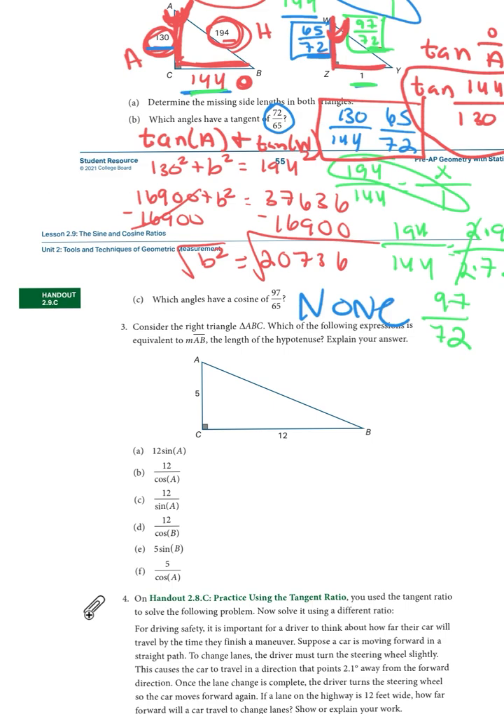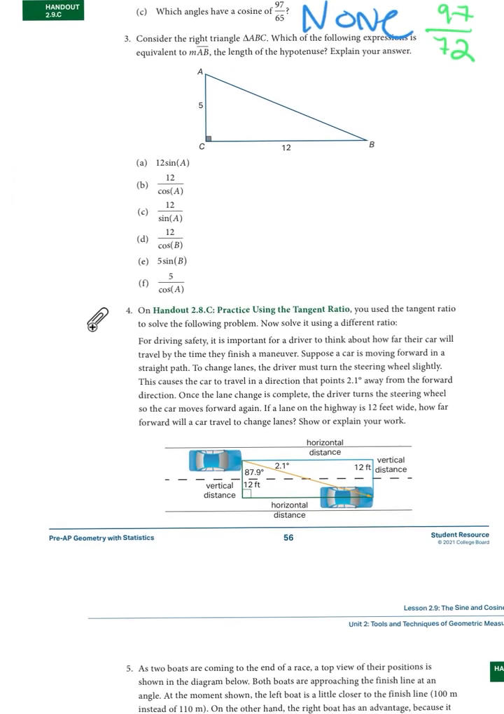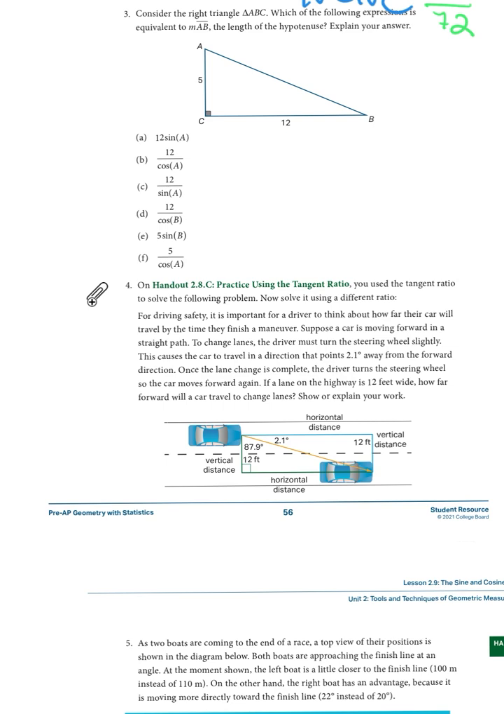Okay, number 3. Consider the right triangle ABC. Which of the following expressions is equivalent to the measurement of line segment AB, the length of the hypotenuse? Explain your answer. So 12 sine A.